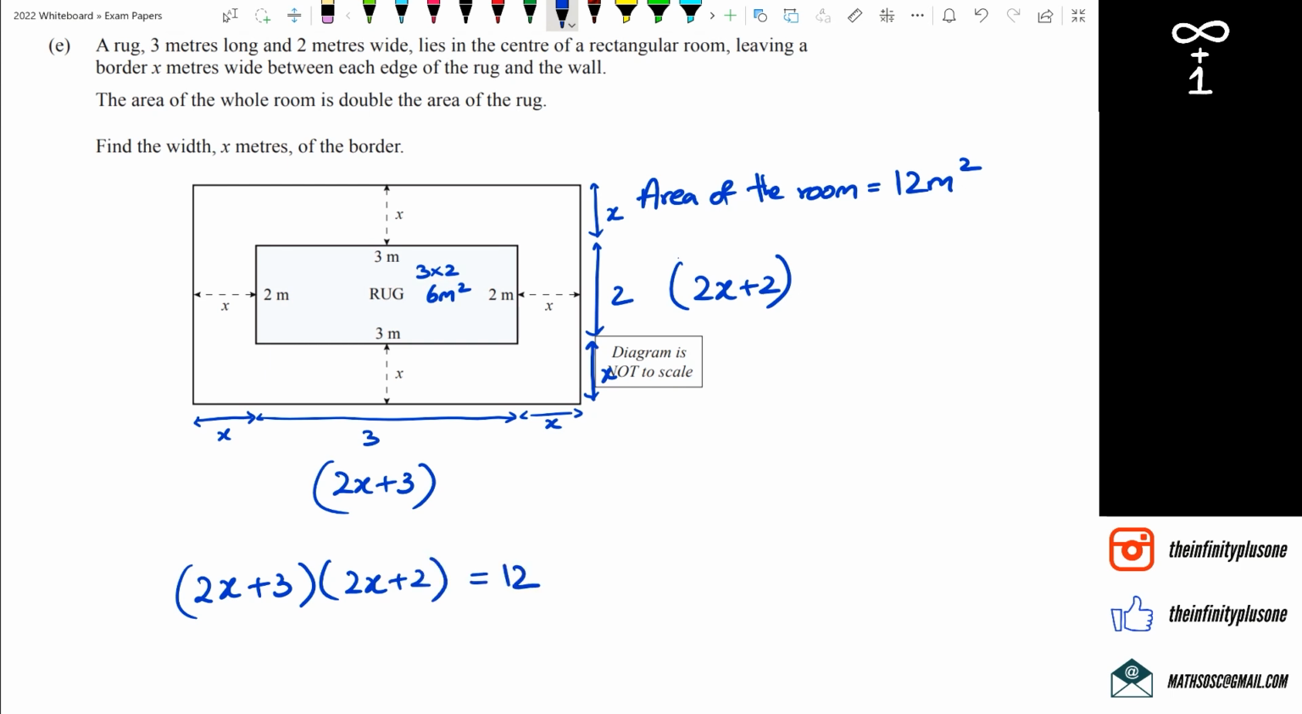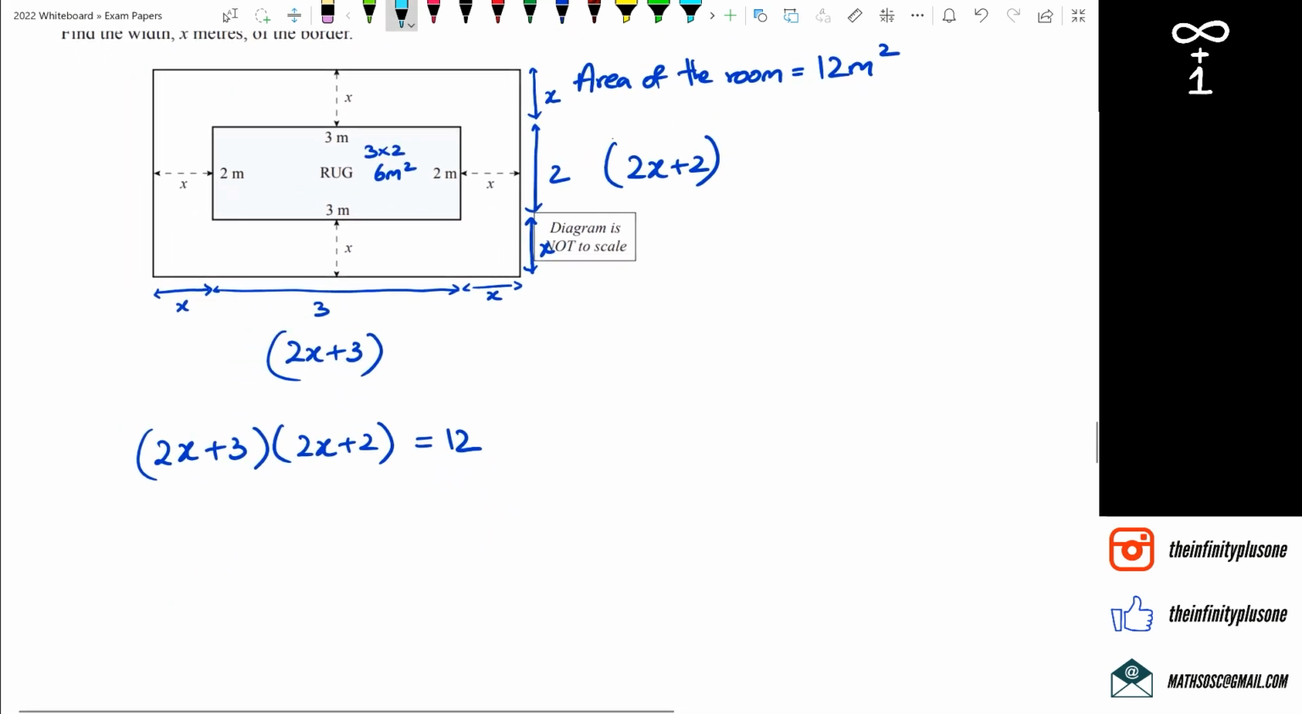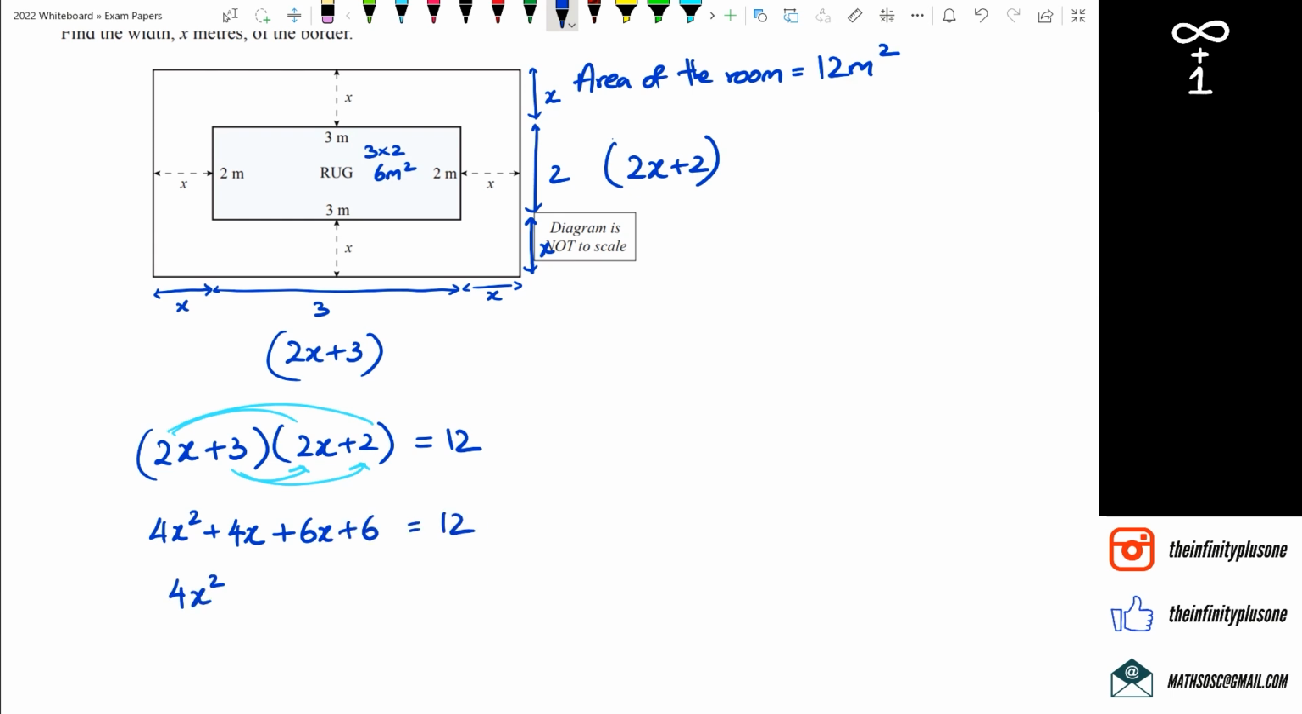So all we're really doing here is expanding this equation, putting it equal to 0, solving it, and you're pretty much done. So let's expand this equation. We've got 2x times 2x and 2x times 2, which is going to give us 4x squared plus 4x. And then we've got 3 times 2x and 3 times 2, which is going to give us 6x plus 6. All of this is equal to 12. We're going to end up with 4x squared plus 10x plus 6 is equal to 12.